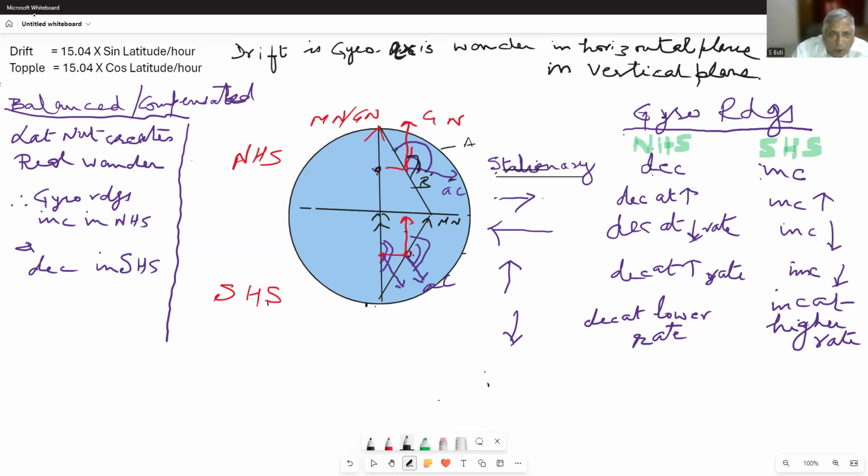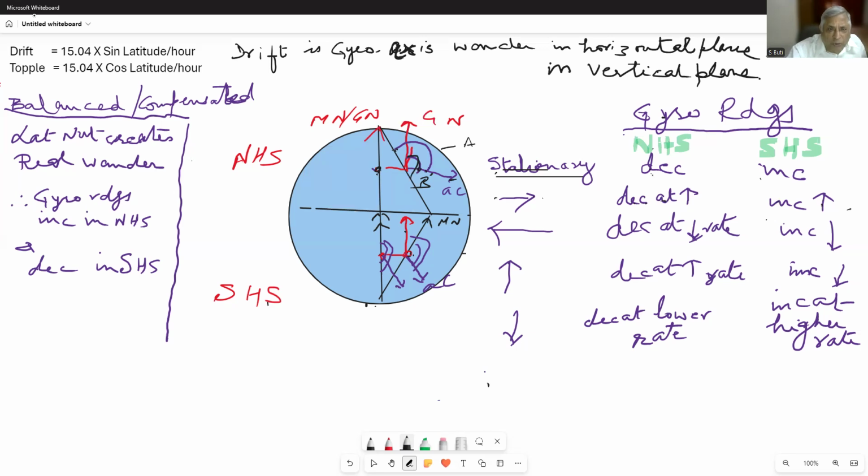Now, there will be wander due to this meridian having moved east, and the aircraft has moved further east. So gyro readings will decrease at a higher rate. In the southern hemisphere, they will increase at a higher rate. What will be the addition? That is called the vehicle wander, movement of the vehicle in the direction east.